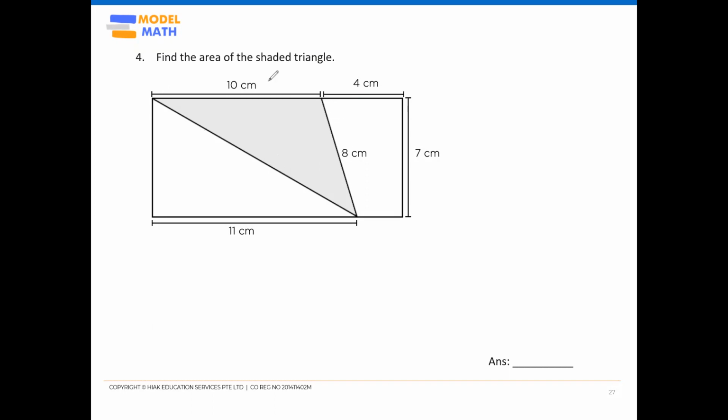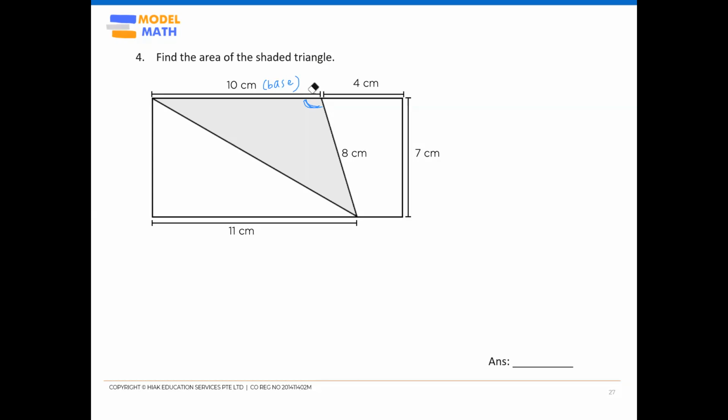So 10 cm, if I treat this as the base, which line acts as the perpendicular height? Some of you may say 8 cm is the perpendicular height. But if you look at this 8 cm, can you see this line? It doesn't form a right angle to the 10 cm. Hence, we cannot say the 8 cm is the perpendicular height.